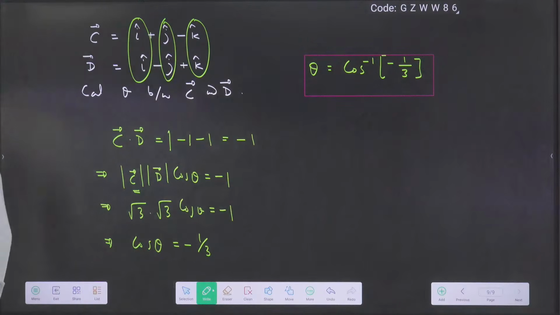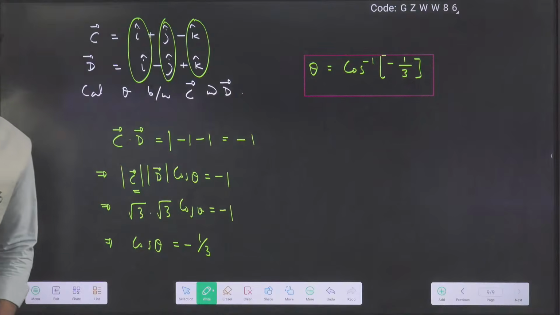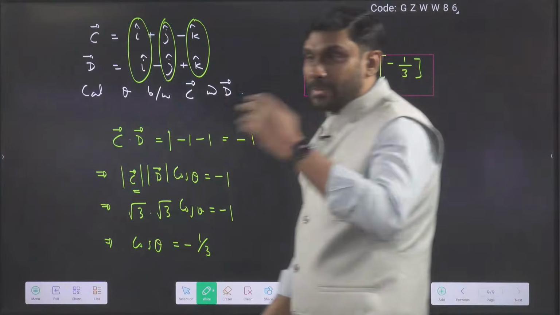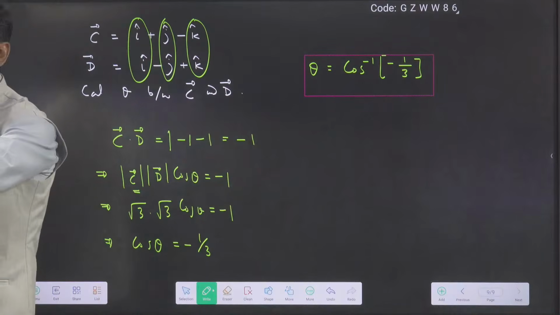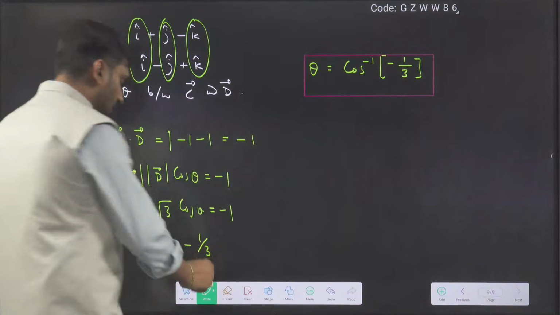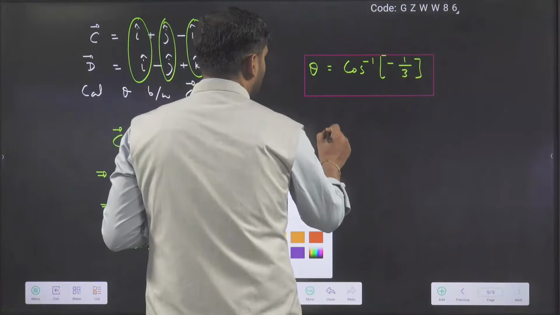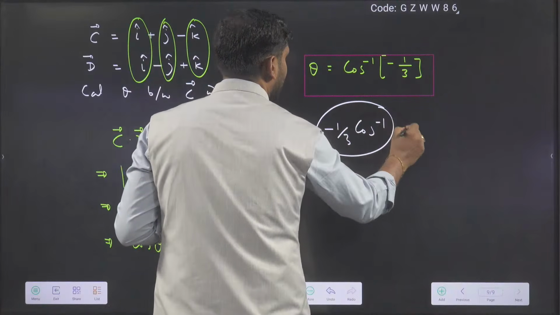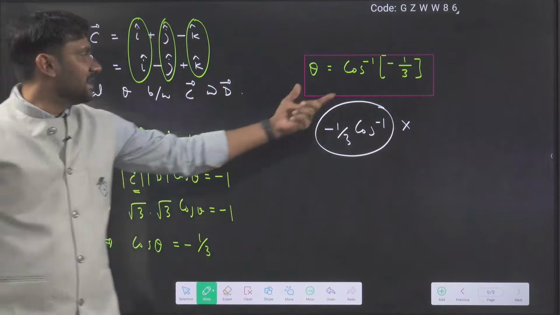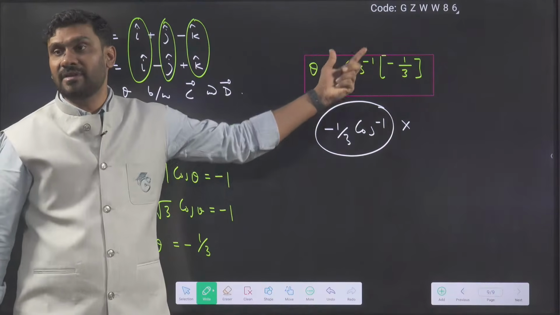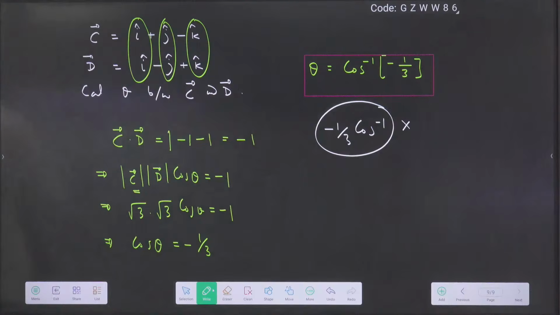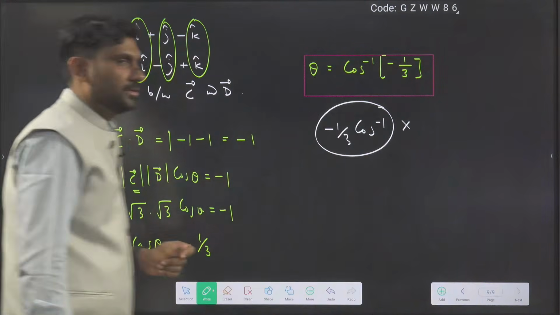Raise your hand, please. Very good. Here people got the correct answer. But please be careful. This is a wrong perception. It is not like that. We can't write it like this. You got it correctly, but the correct method of writing is cos inverse within bracket -1/3. Otherwise, you got it correctly.